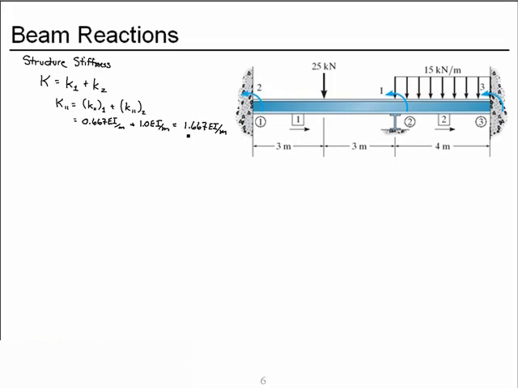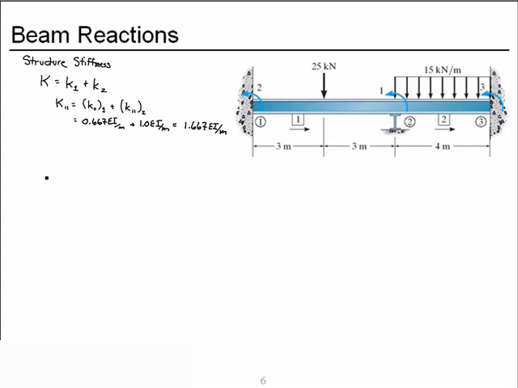And together, the coefficient K11 is 1.667 EI per meter. Now, degree of freedom 1 is the only degree of freedom common to both members. So all of our other coefficients, 1, 2, 1, 3, 2, 1, 2, 3, 3, 1, 3, 2, we can obtain from one element. There won't need to be any addition.